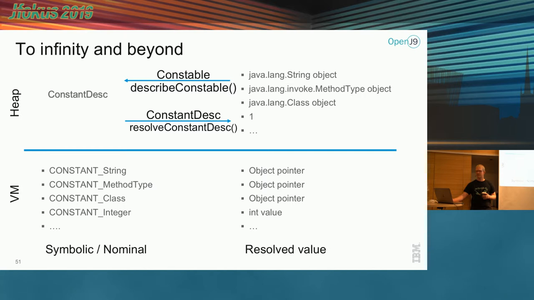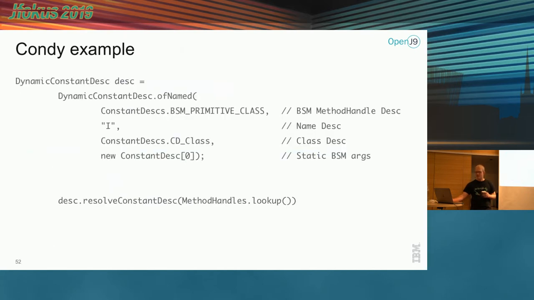So we need to find some kind of relationship there. And this is the kind of code you would write if you wanted to create a dynamic constant descriptor yourself. So this is the descriptor for a Condy. This particular one is using a known bootstrap method.